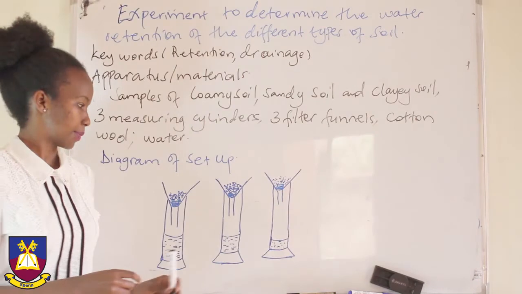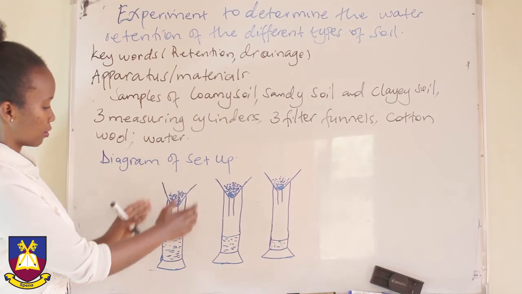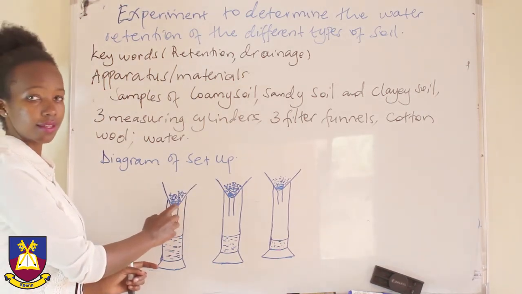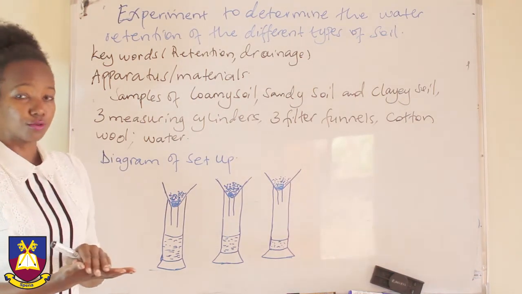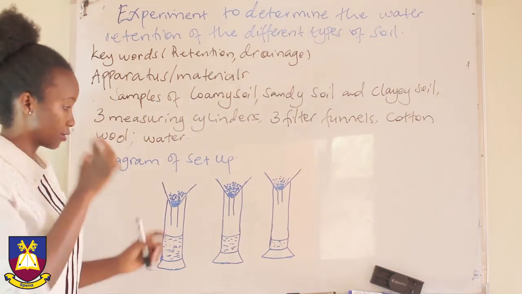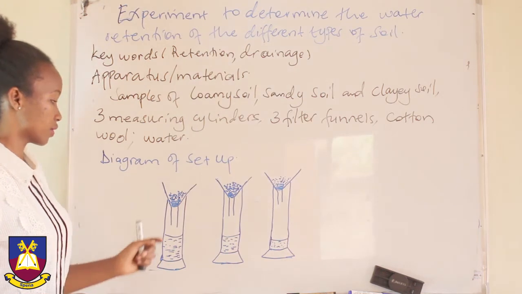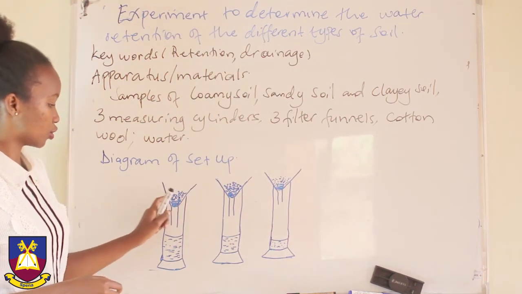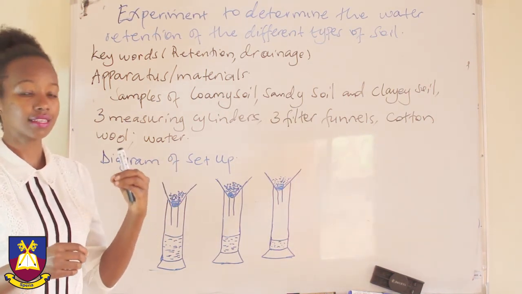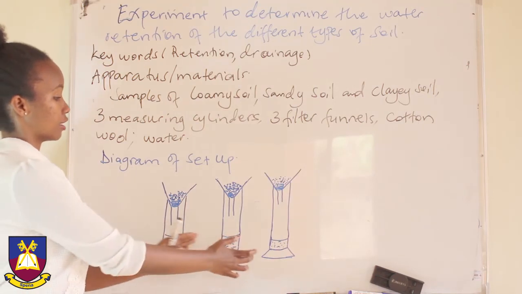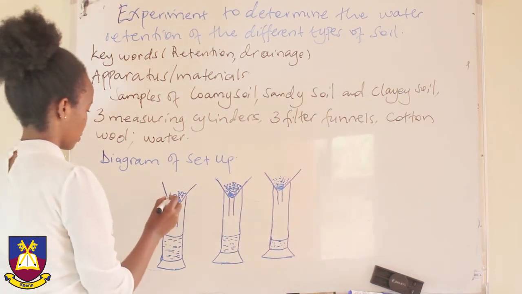This is how we set up the apparatus. We have our measuring cylinder. We get a filter funnel and put cotton wool at the hole point, at the hole where water would go through. Then on that cotton wool, we pour in the soil. It has to be the same amount of soil for loamy soil, sandy soil, and clay soil. So we pour sand soil on top of the cotton wool. The next thing we do is to pour 30 cubic centimeters of water in each of those setups at the same time. So this is our sandy soil.